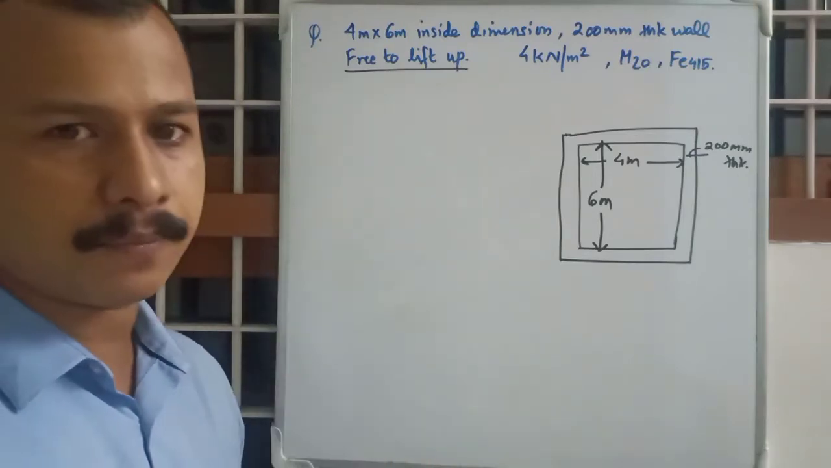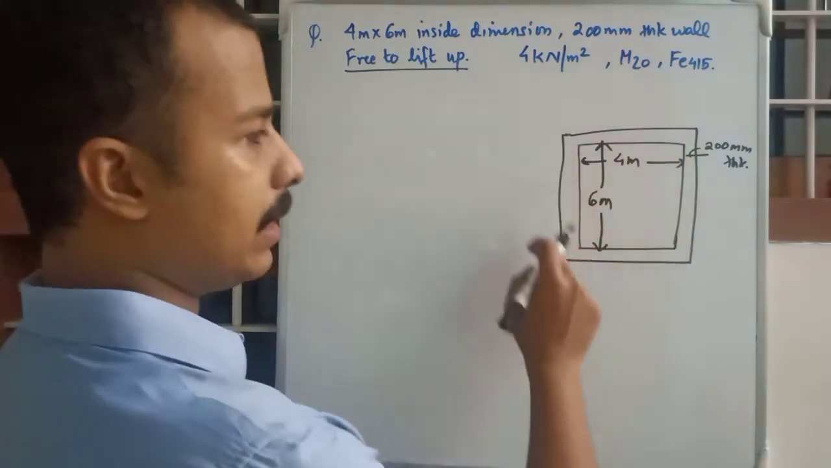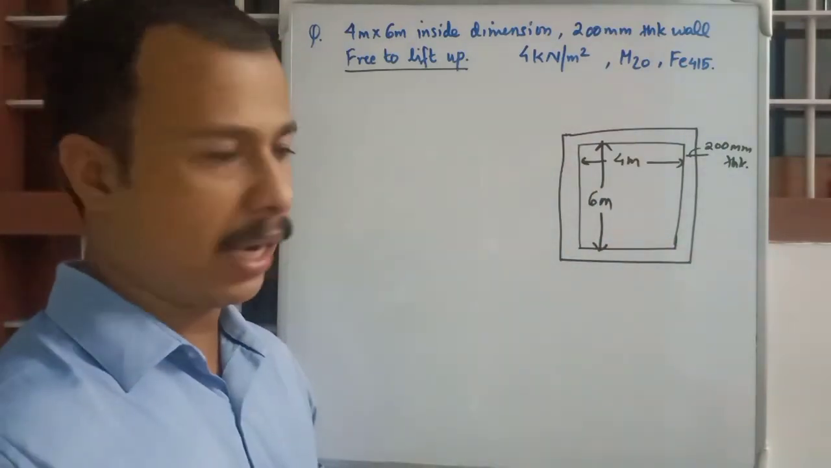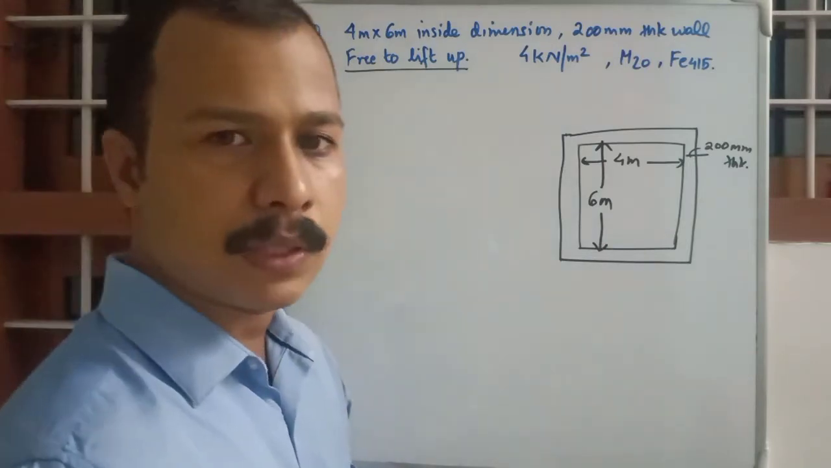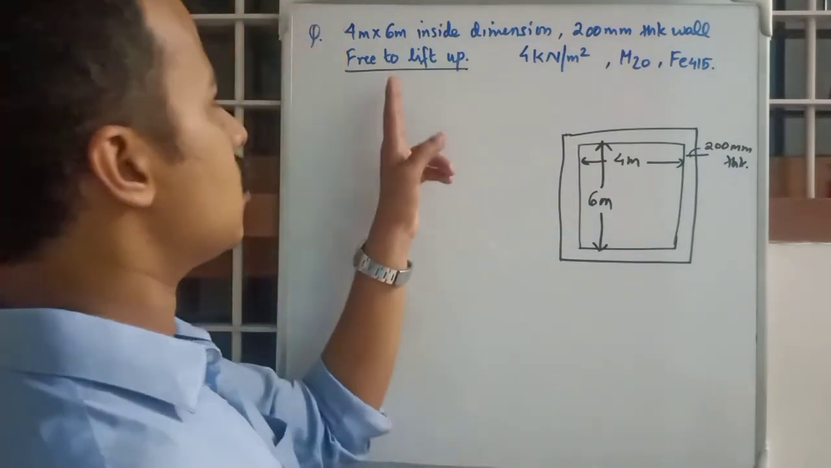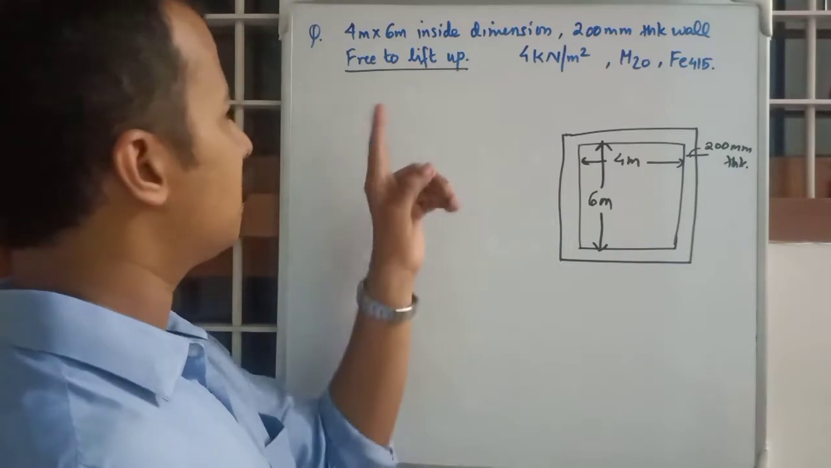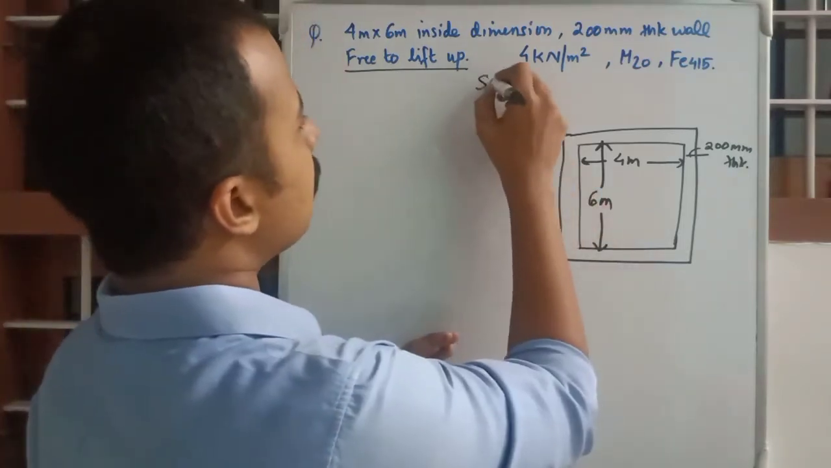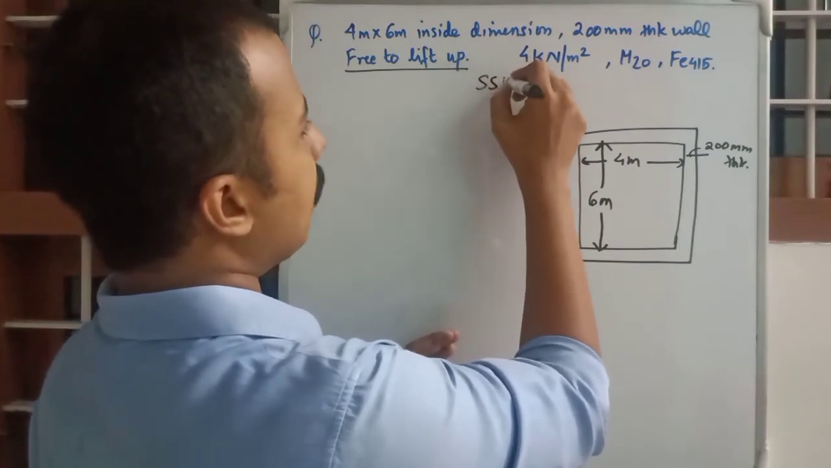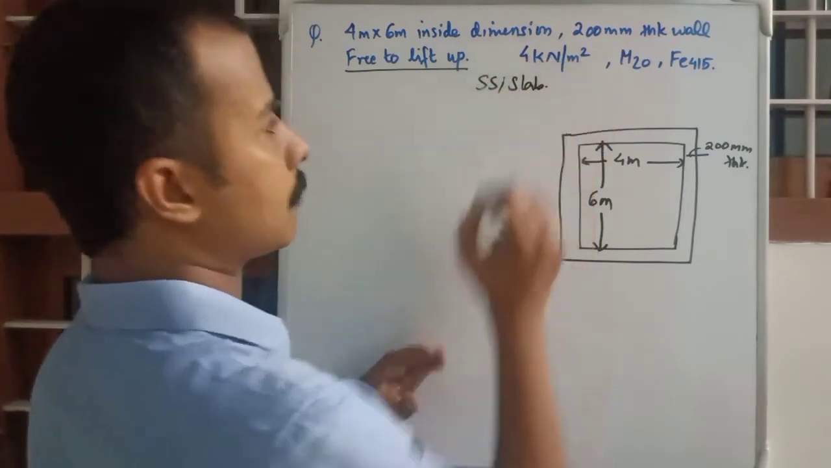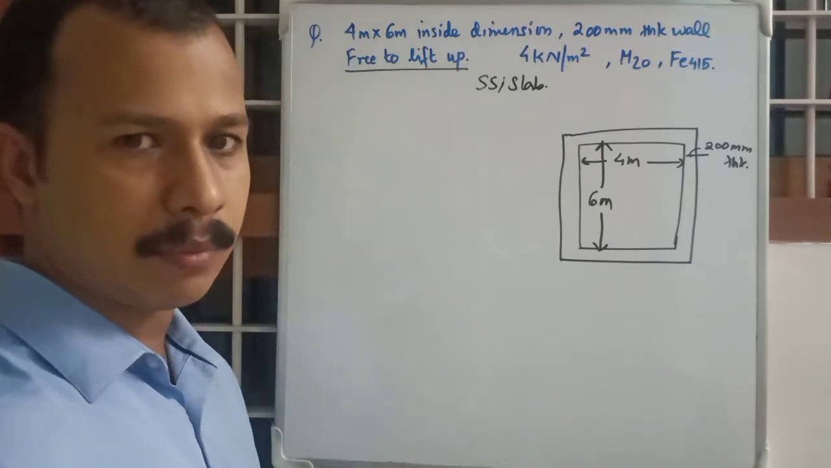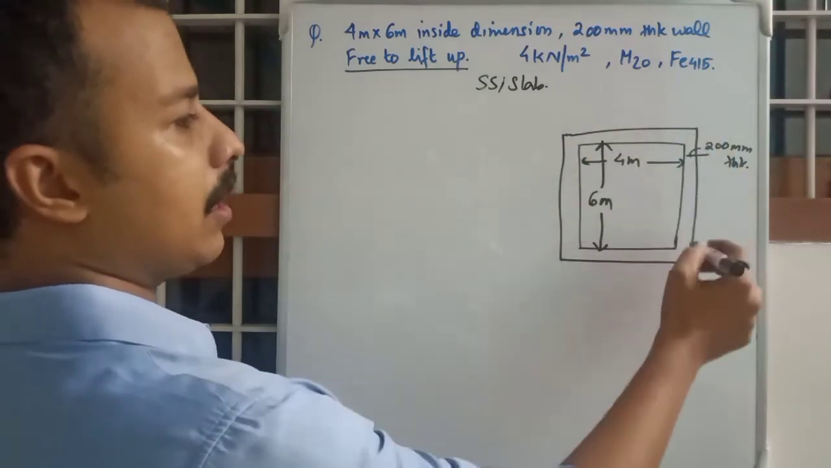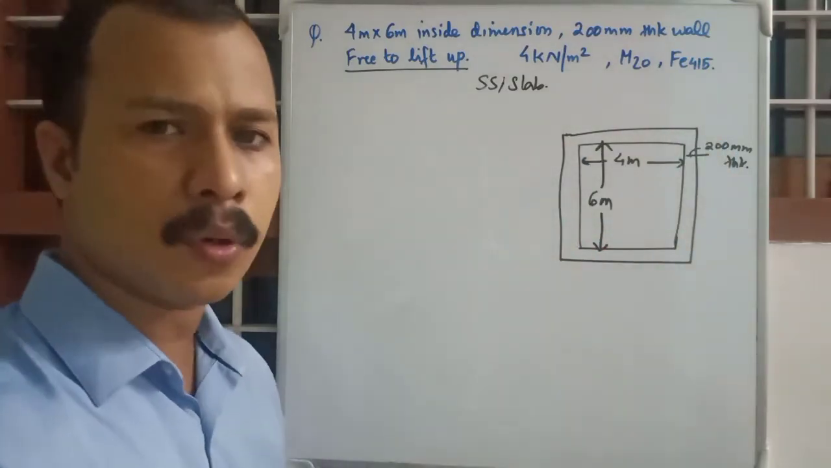The slab that we are building over these 4 walls is free to lift up. There is no bonding with the masonry wall, so that detail is important. Free to lift up means we understand that it is a simply supported slab. Since there is no bonding, we don't have to design extra reinforcements at the 4 corners or anything.